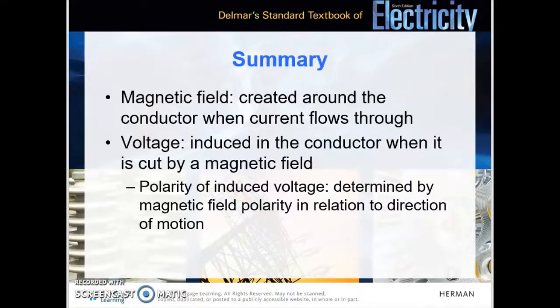So to summarize this chapter, a magnetic field is created around a conductor when current flows through it. Alternatively, voltage is induced in the conductor when the conductor is cut by a magnetic field. Again, it is possible to figure out the polarity of the induced voltage in relation to the direction of motion, but I won't cover it in any detail because you won't be tested on it. I just want you to understand the concept.